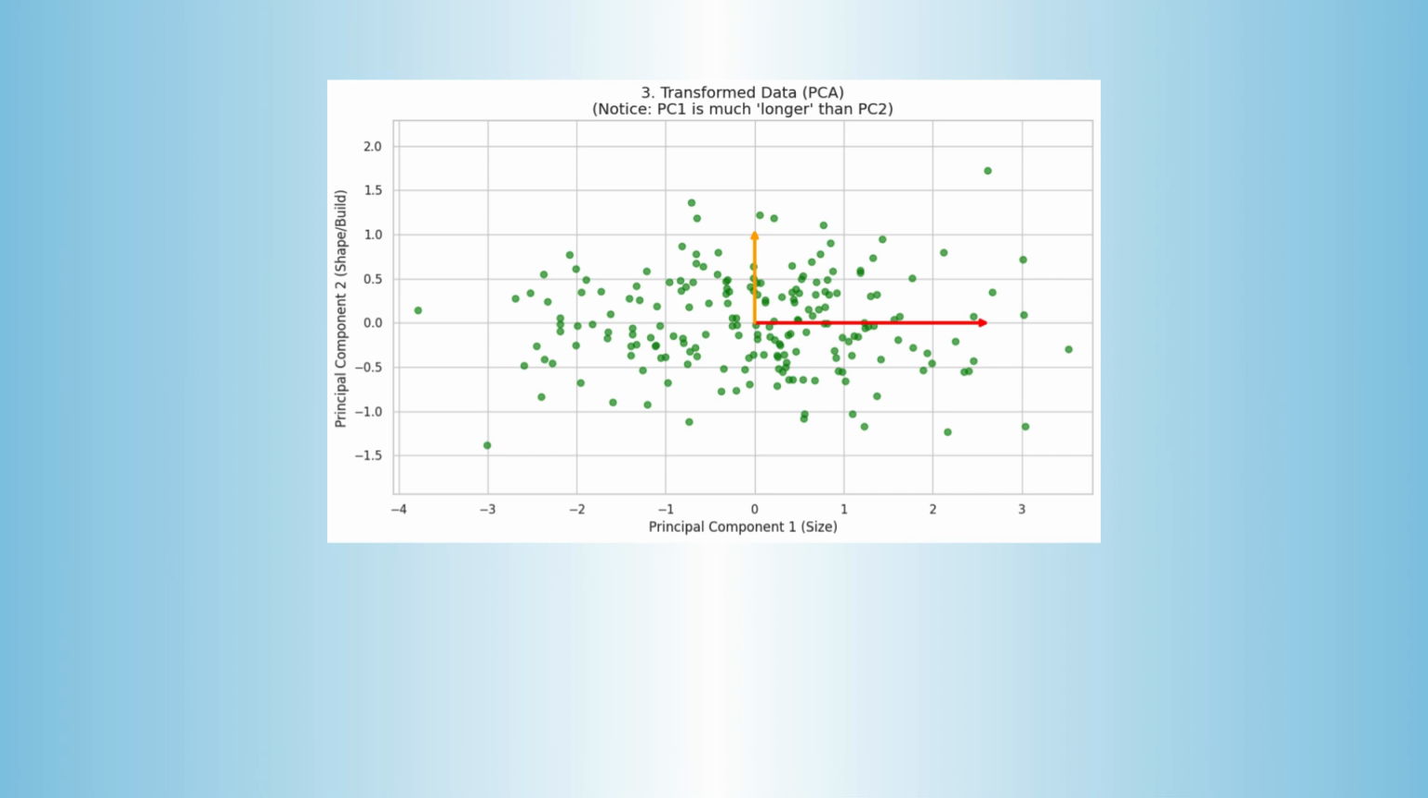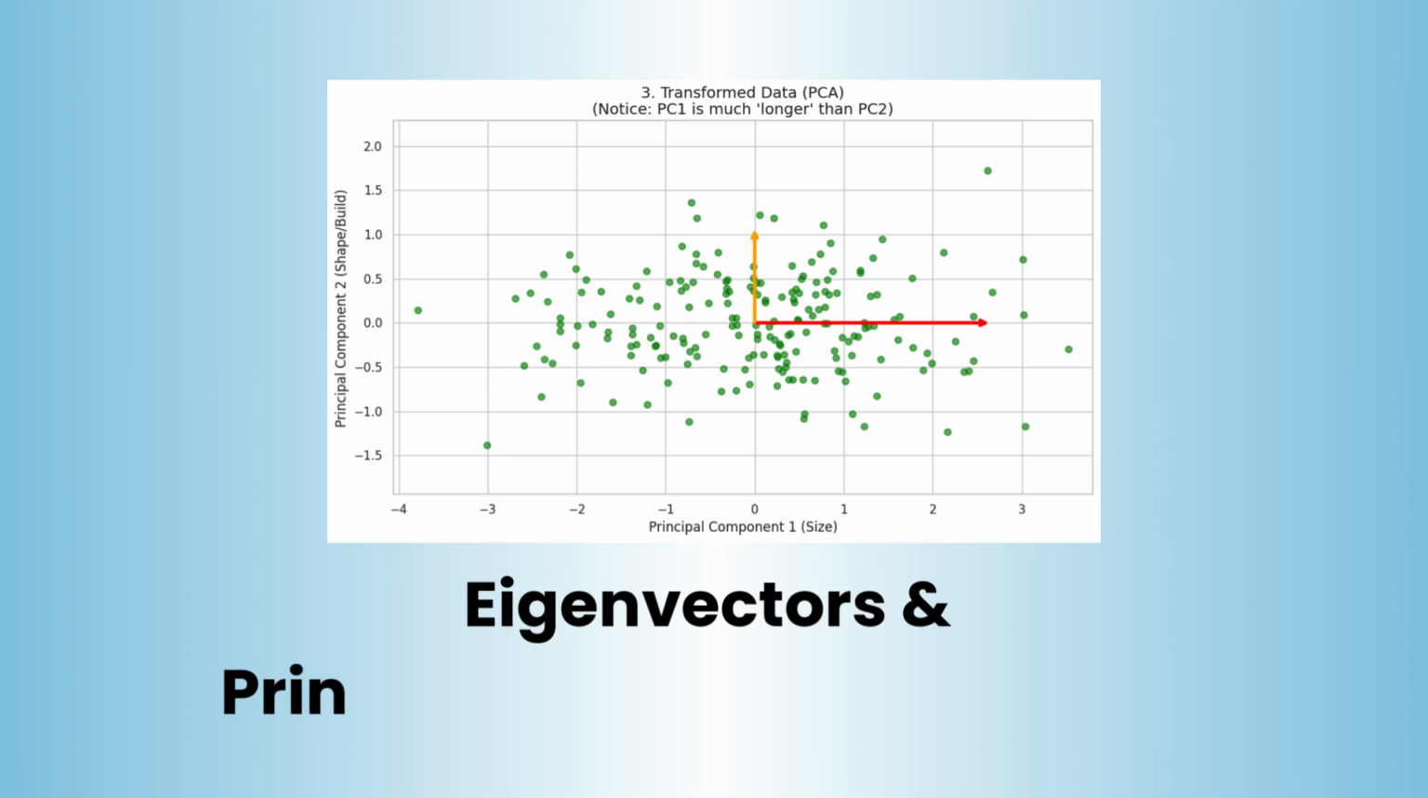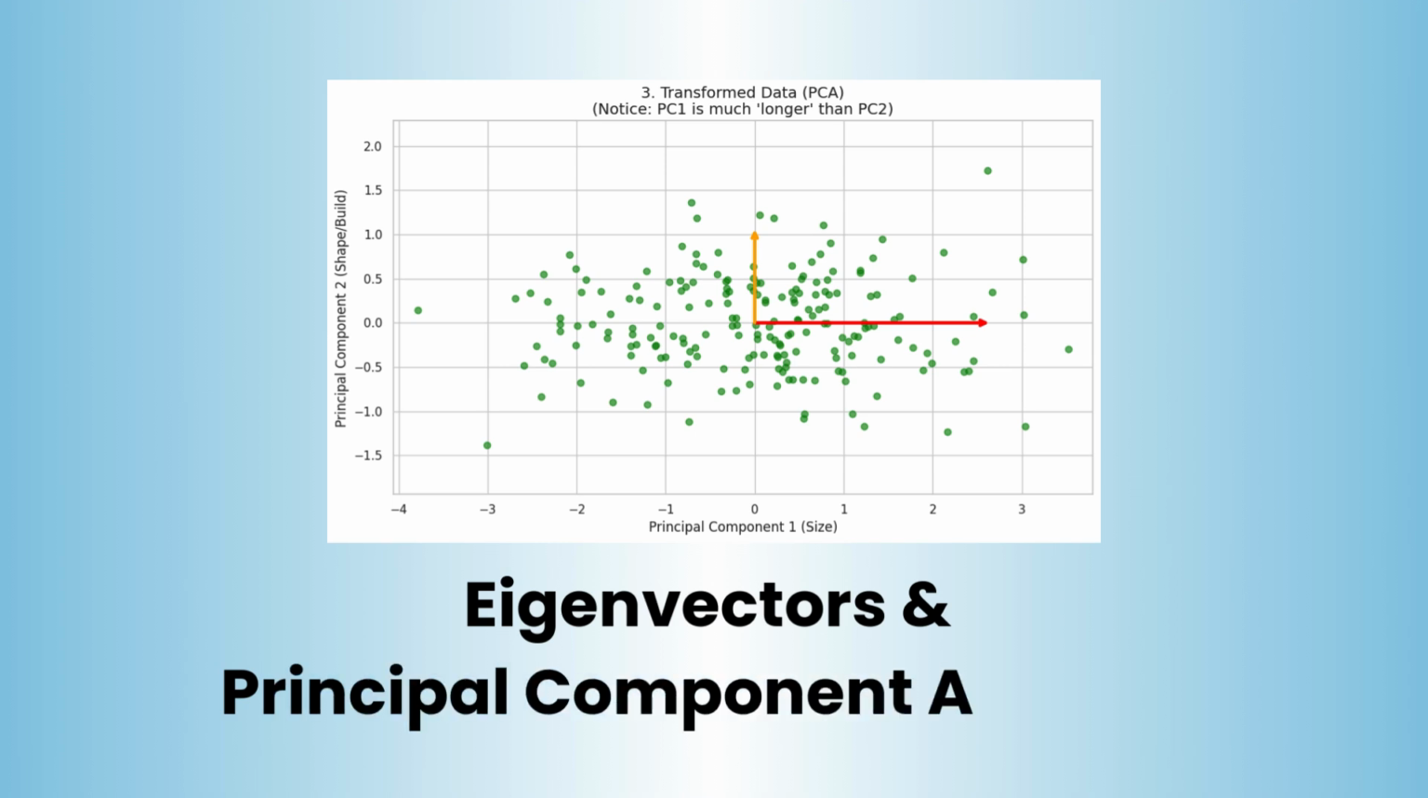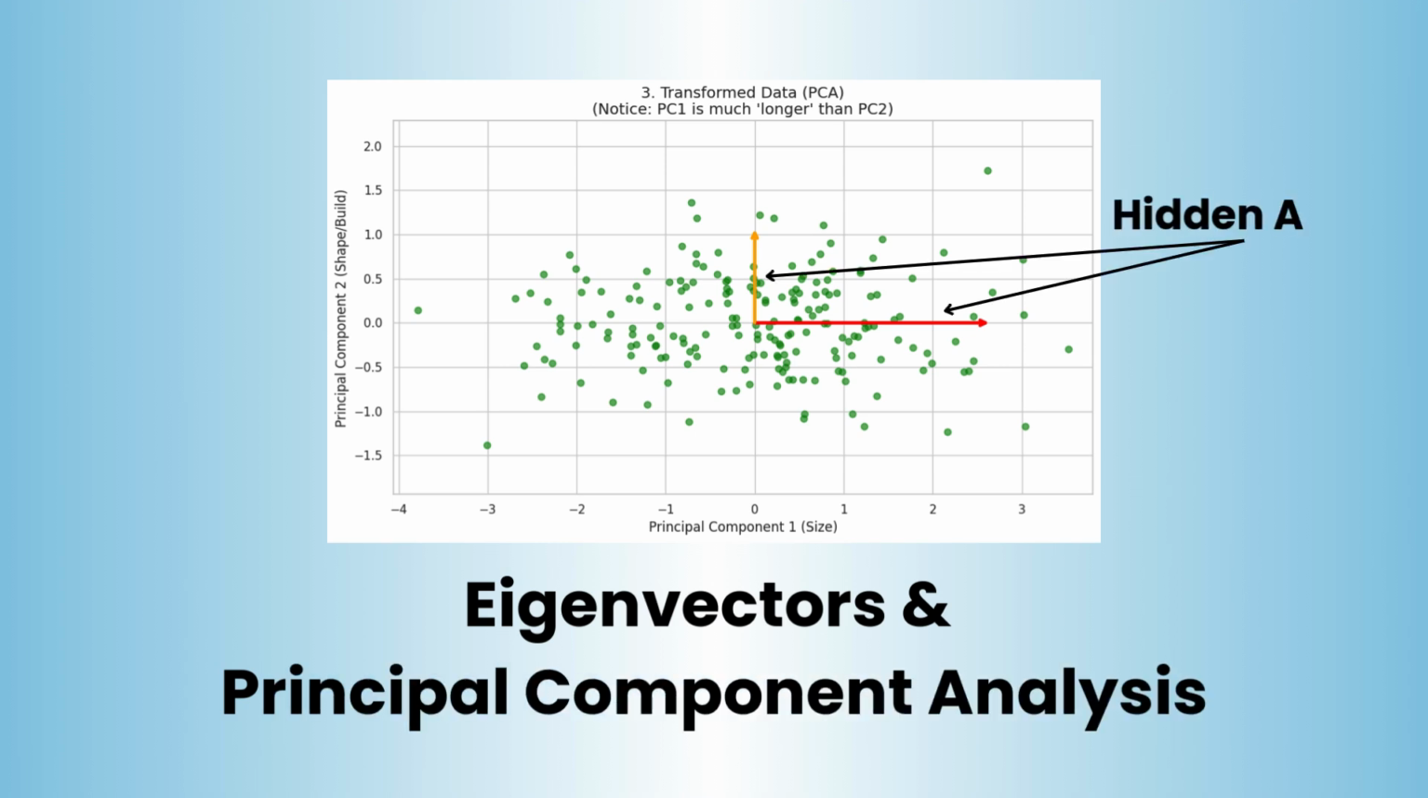In the previous videos we mastered eigenvectors and principal component analysis. We learned how to find the hidden axis of data. But there was always a catch. Eigenvectors only work on square matrices.